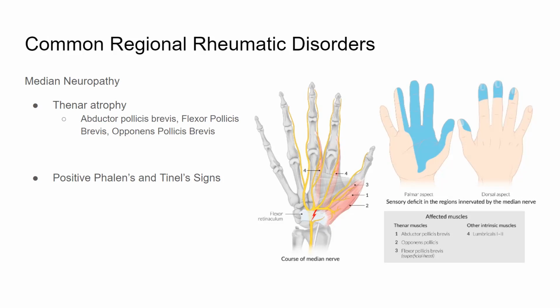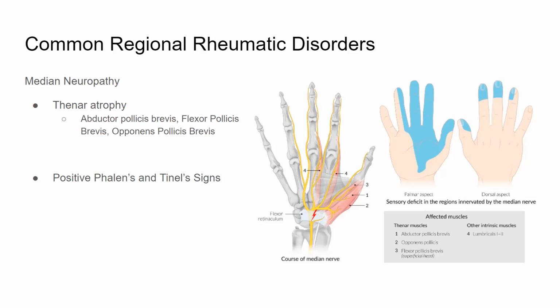And then also knowing the 3 muscles that are atrophied when it comes to median neuropathy. It's all the ones that are innervated by the median nerve. So it's the abductor pollicis brevis, flexor pollicis brevis, and opponens pollicis. So make sure you guys know those, because it's kind of easy to mix them up with other muscles that also sound the same.